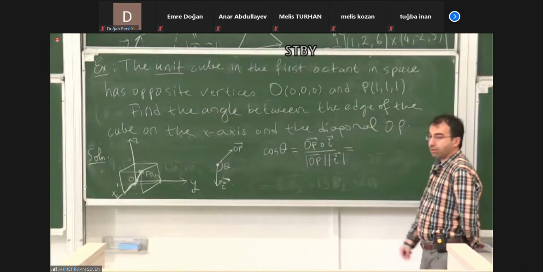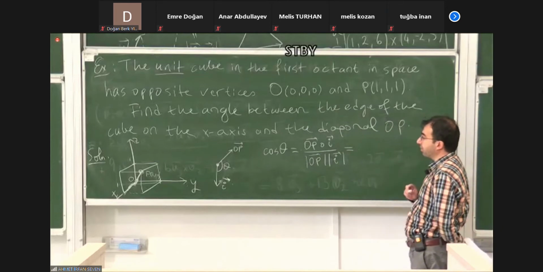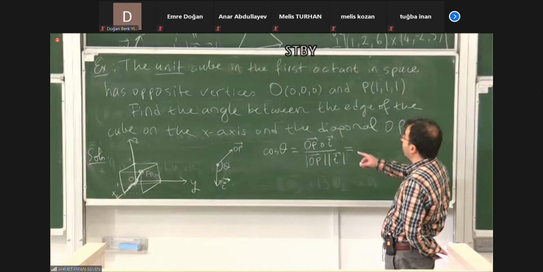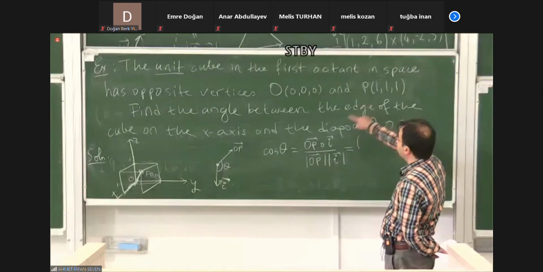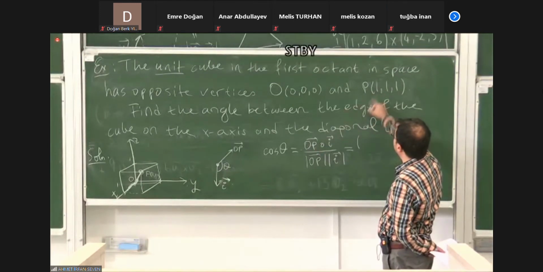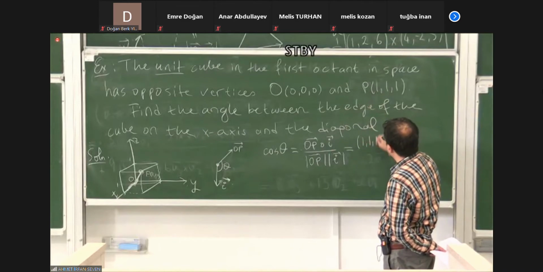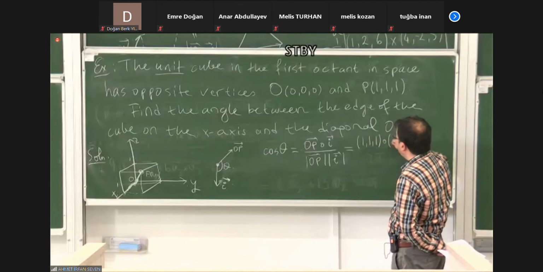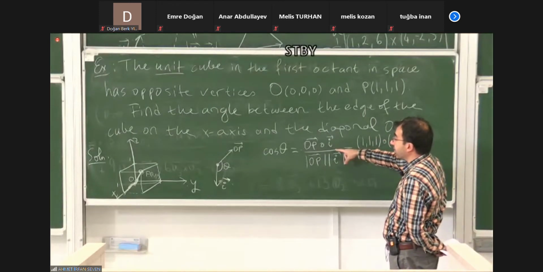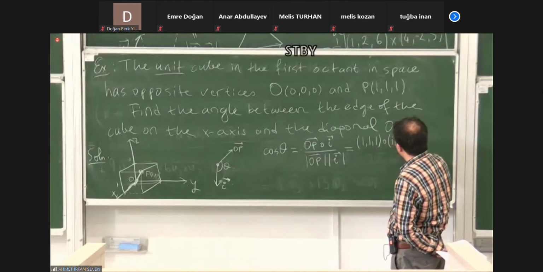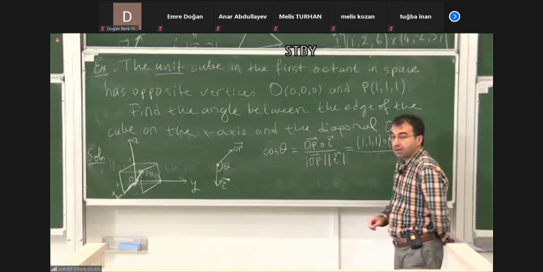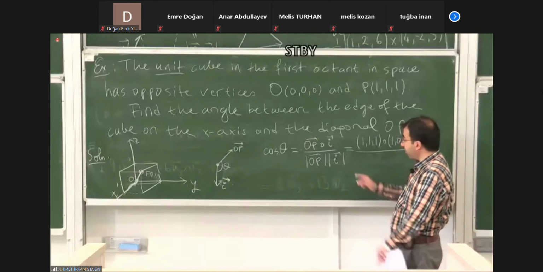Yes, this is our well-known formula for the dot product. So let's now compute the dot product. First, let me write the components of OP. The components of OP are 1, 1, 1, of course. P minus O, right? For the dot product, let me write the components of I, the vector with components 1, 0, 0, divided by the length of OP.